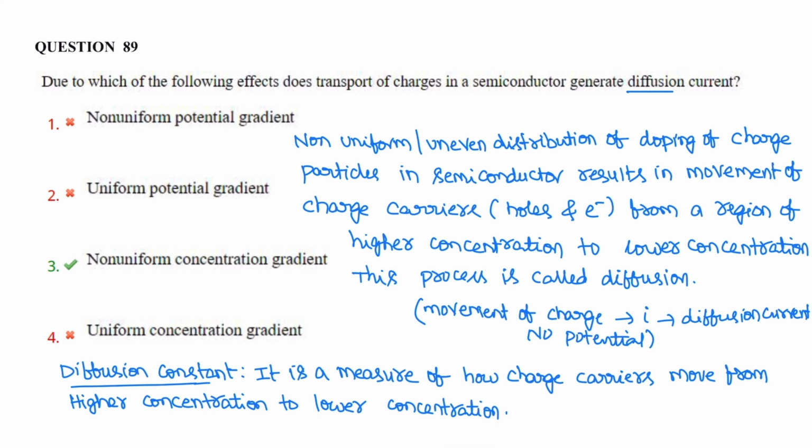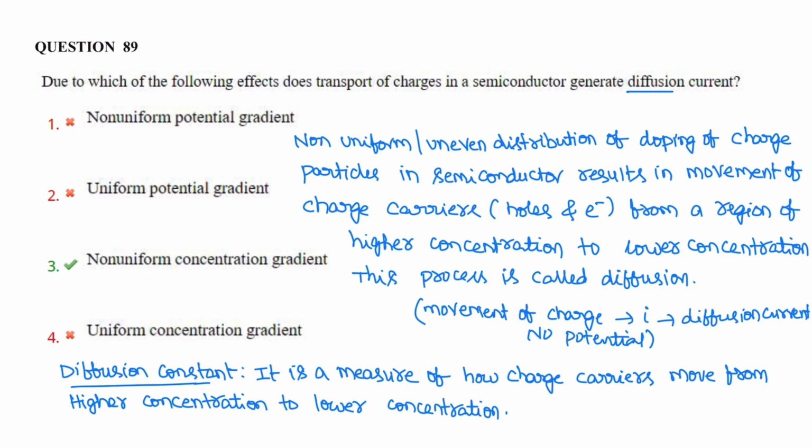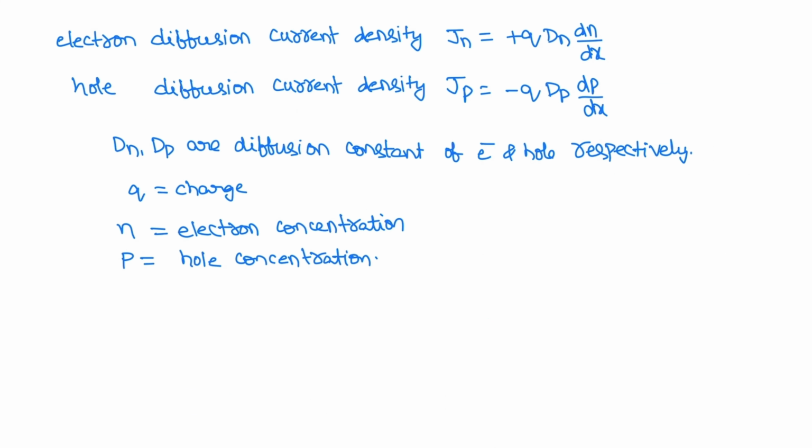Let us see the expressions for electron and hole diffusion current. Electron diffusion current is represented by Jn equal to plus q Dn dn/dx, where Dn is the diffusion constant. This diffusion constant is a measure of how charge carriers move from a high concentration region to a lower concentration region. Next, hole diffusion current Jp is minus q Dp dp/dx, where n and p are the concentrations of electrons and holes, and dn/dx and dp/dx are the variation of electron concentration and hole concentration with respect to distance. Next question.